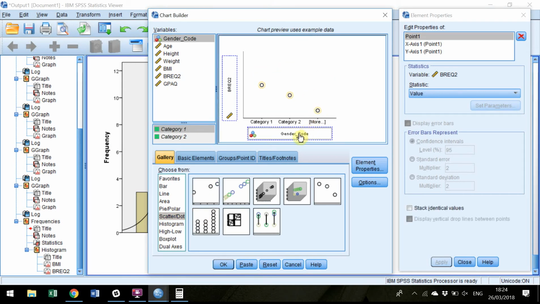So chart builder, just a simple one. Gender code comes out, and BMI goes in. I'd expect BMI to go on the Y axis, but it doesn't matter in a scatter plot. There's no causality inferred, so you can put either one you want really on the X and the Y axis. Of course, if I was doing a column graph, I would want something categorical, or the predictor value, on the X axis.